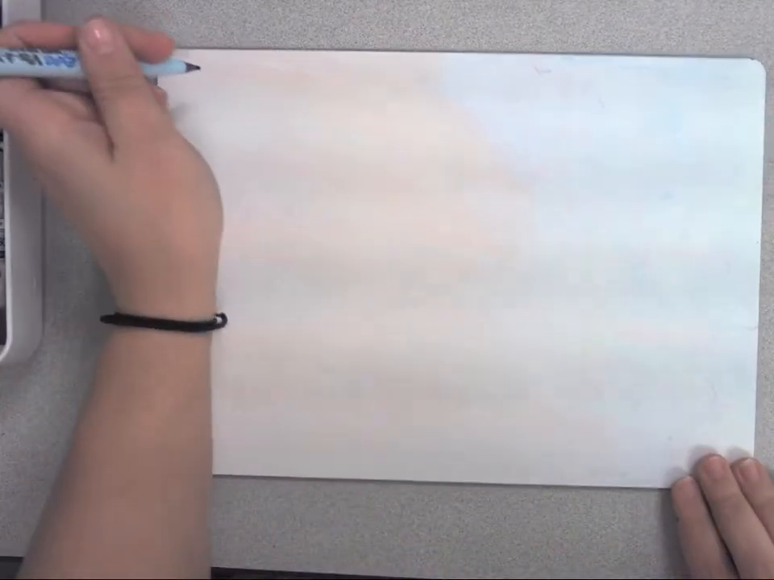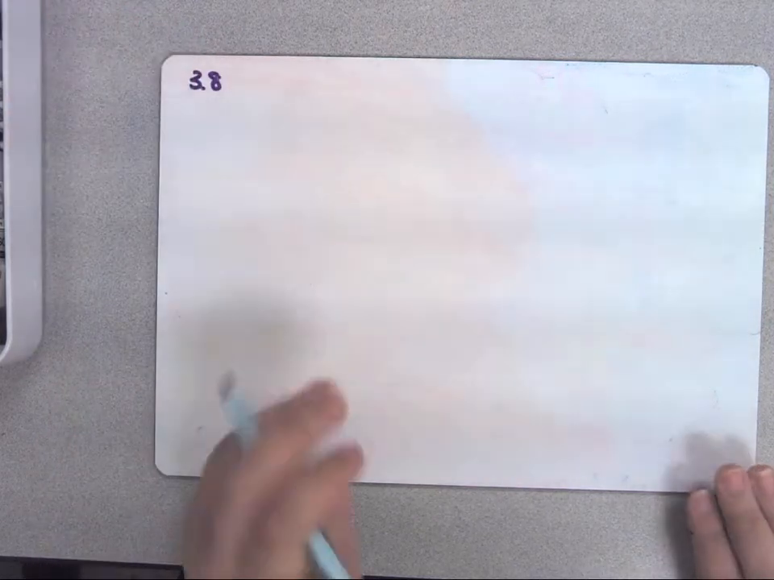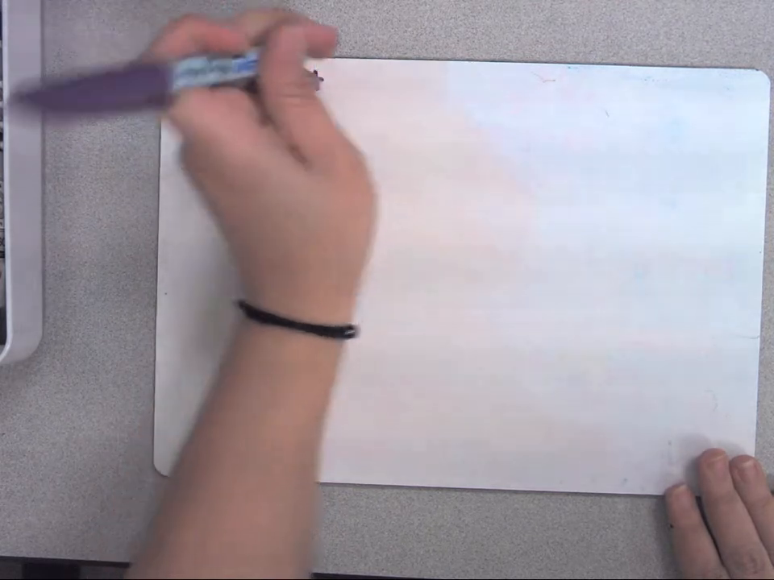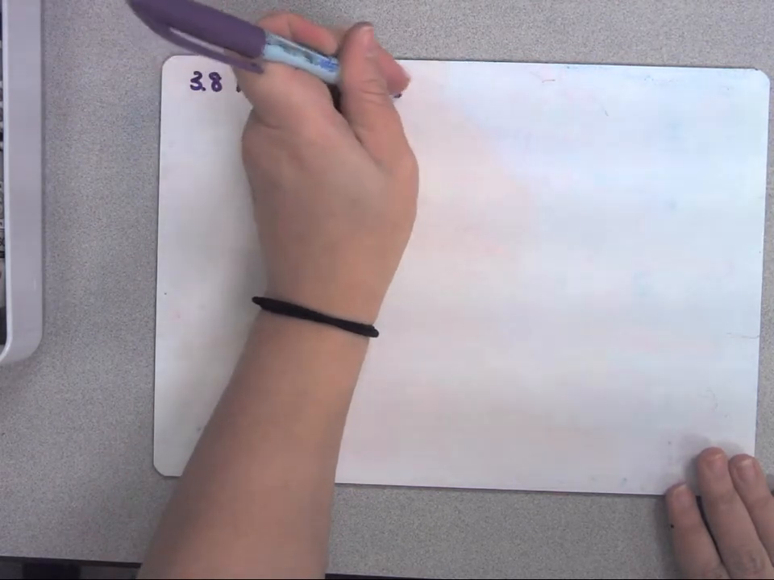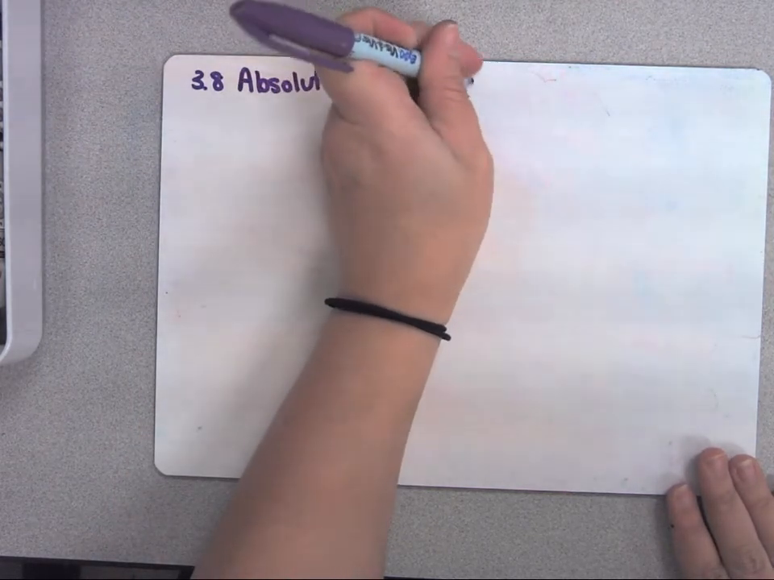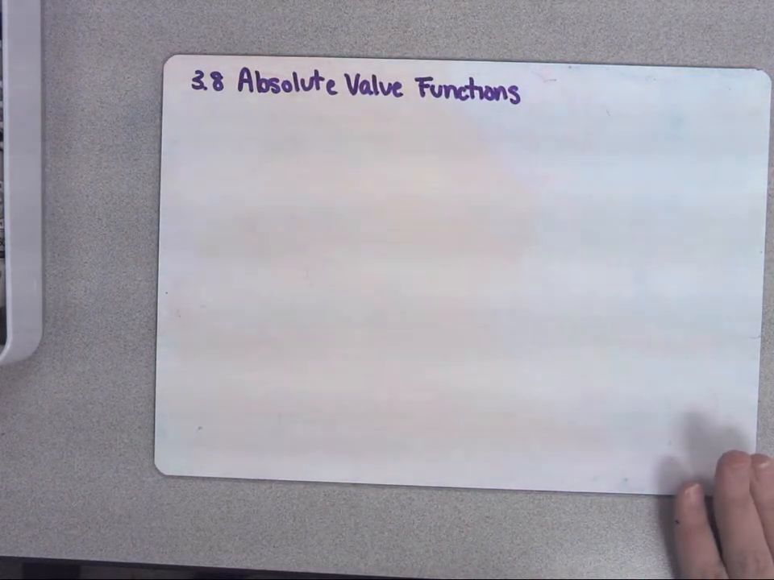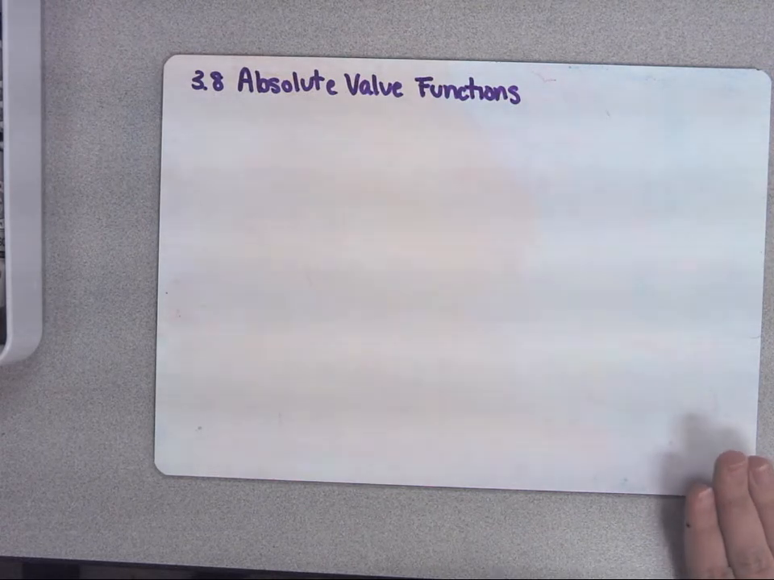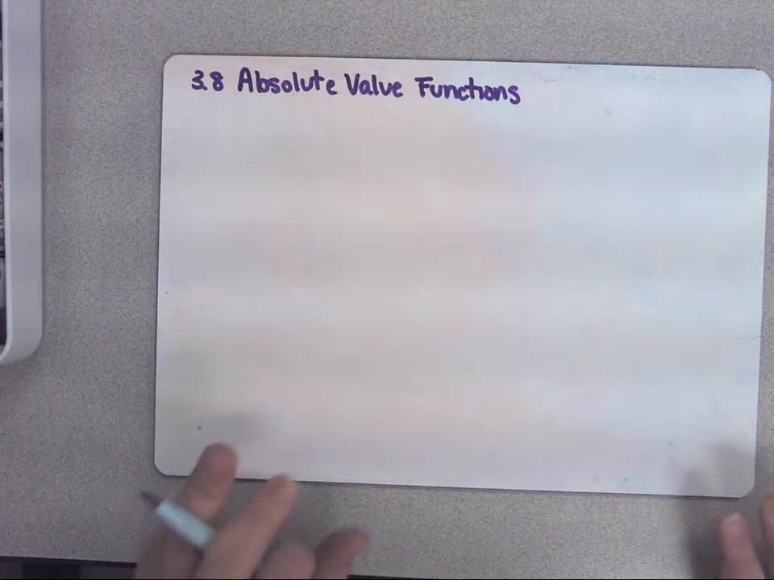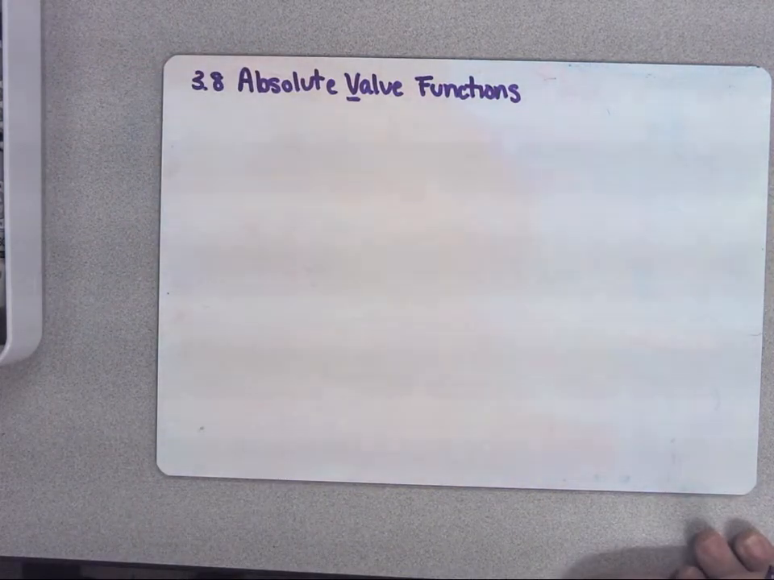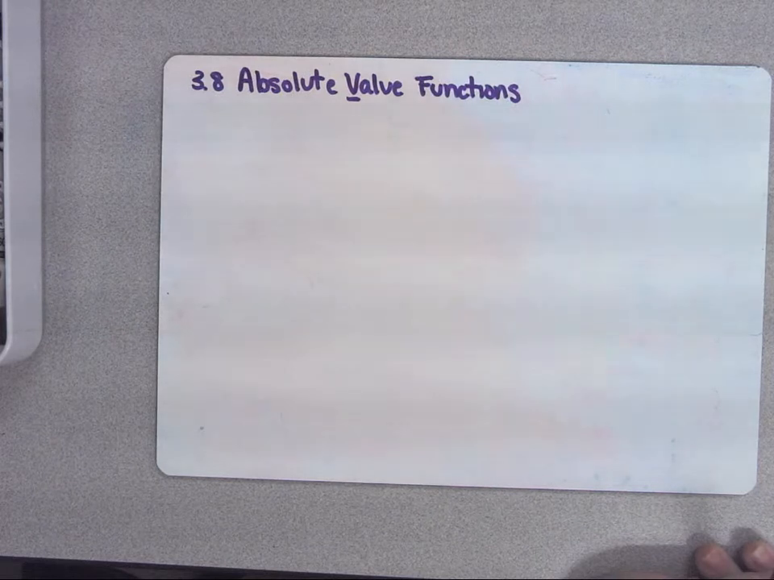Okay, so this literally is the last section. It is 3.8, and it is literally called absolute value functions. If you did not know this, an absolute value function makes the shape of a V. Think value for V. That's what it looks like.